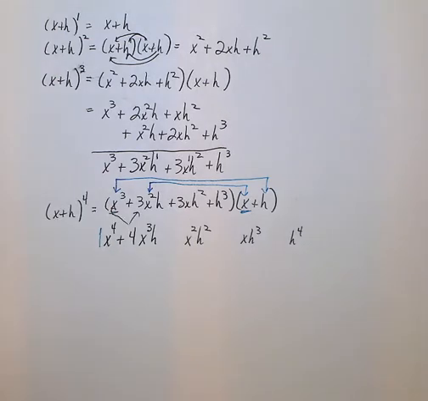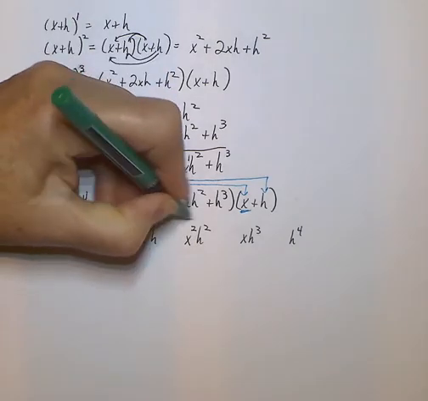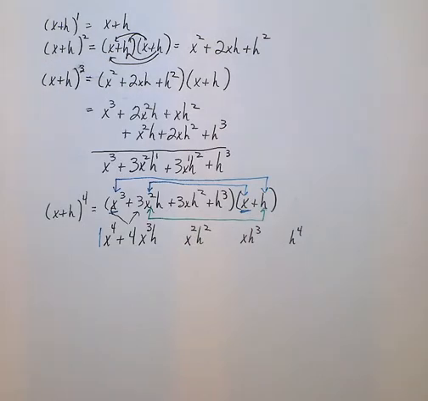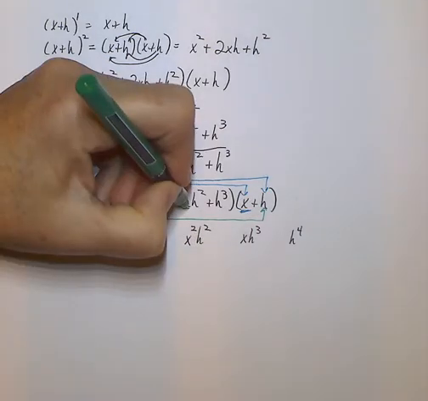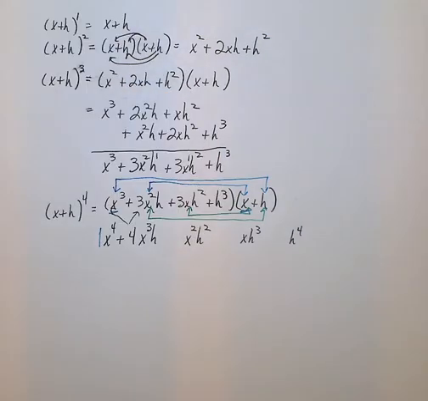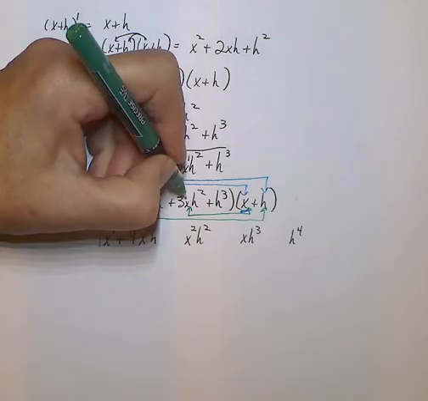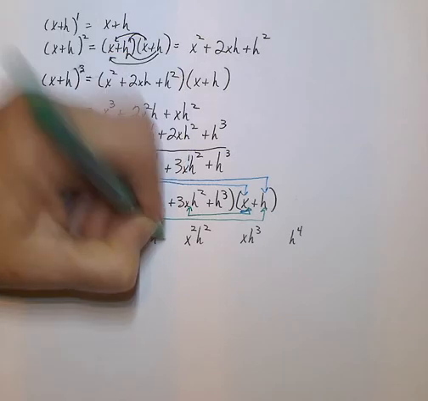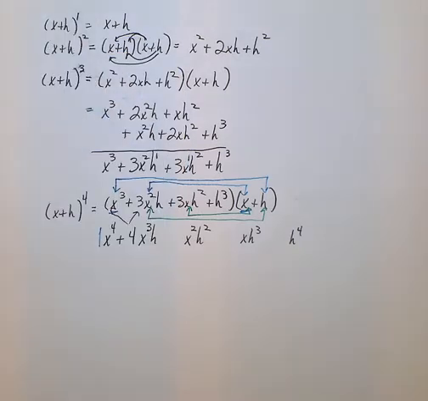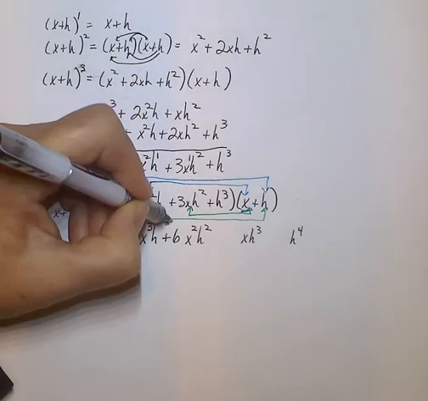Let's look at how we can find x squared h squared terms. We can do this by taking the 3x squared h times h, but we can also do it by taking the 3xh squared times x. And so we have a 3x squared h squared and another 3x squared h squared. We end up with 6x squared h squared, and that 6 came from those two 3's.